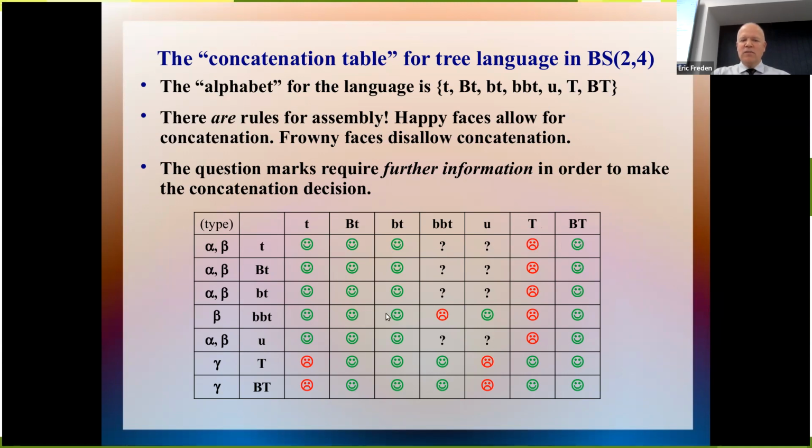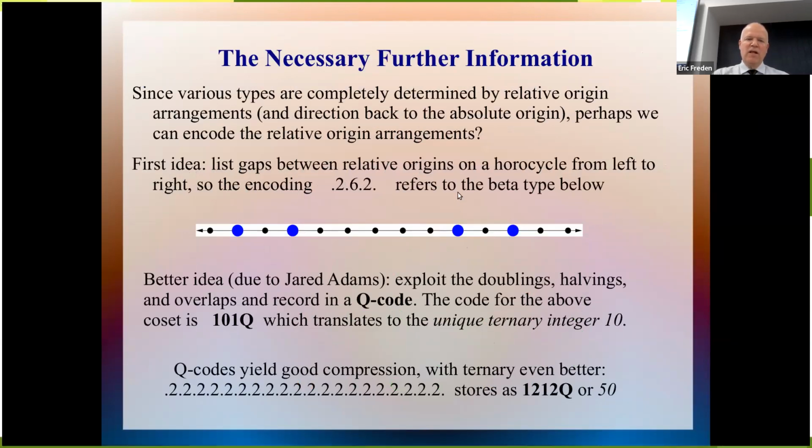So I have this nice concatenation table of rules, but the rules are not completely clear. They're ambiguous here in some of these cases. And to keep track of those ambiguous cases, I have to have some other kind of information. So here's the other kind of information. I need to know what the coset type is.